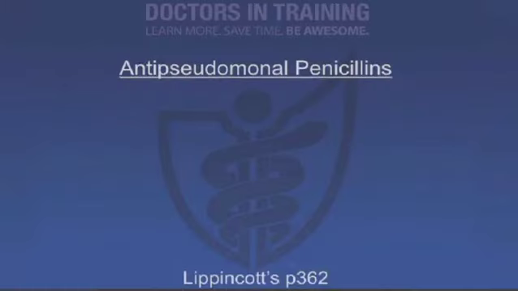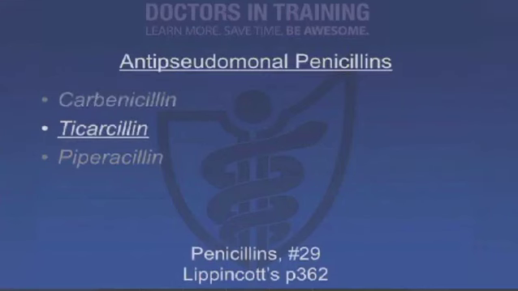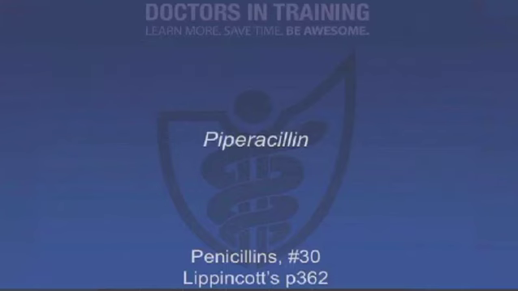So when the aminopenicillins were developed, they did add some gram-negative coverage to that classic gram-positive coverage that the penicillins had previously. However, there was still a hole in that coverage, where it did not cover Pseudomonas aeruginosa. And so the anti-pseudomonal penicillins were then developed. The drugs that are included with the anti-pseudomonal penicillins include carbenicillin, ticarcillin, and piperacillin. These are also called carboxypenicillins and ureidopenicillins. And piperacillin is the most potent of this group of antibiotics.